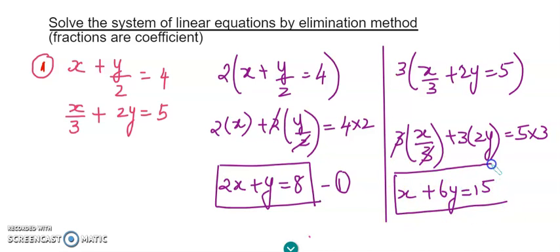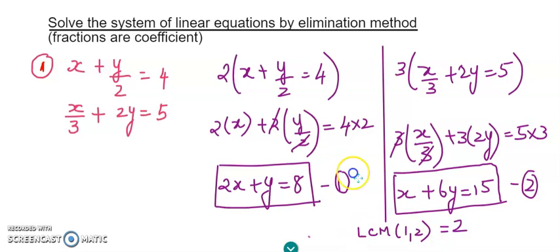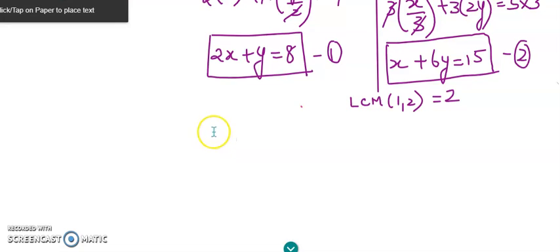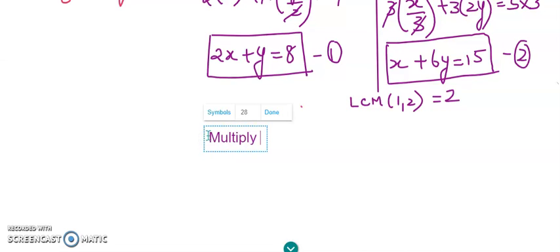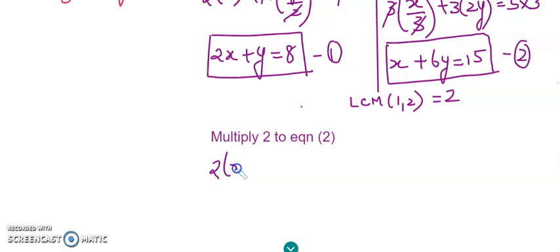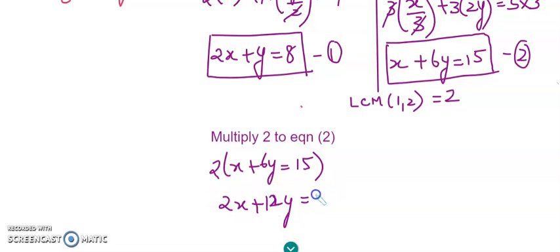Now they have become a simpler form of equations, so it's easier to apply elimination method. So I'm going to select the variable that is x. Coefficients are 1 and 2. So LCM of 1 and 2 is going to be 2. So I'm going to multiply 2 to which equation? Yes, multiply 2 to equation 2. So we'll say 2 times of x plus 6y is equals to 15. So it will be 2x plus 12y is equals to 30. That is my equation 3.